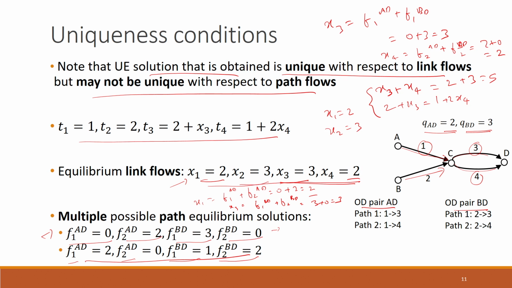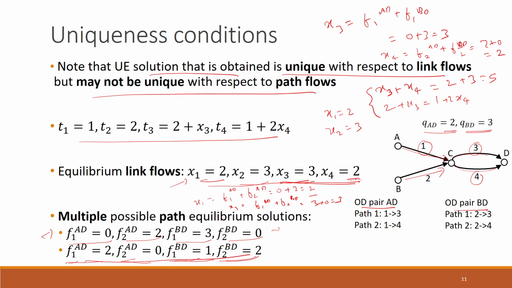Similarly, the flow through link 3 will be equal to what? It will be equal to the flow through the first path connecting A to D plus the flow through the first path connecting B to D. So, 2 plus 1 equal to 3. Again it matches. And then the flow through the fourth link will be equal to F2AD plus F2BD. So, 0 plus 2, again it matches to B2.